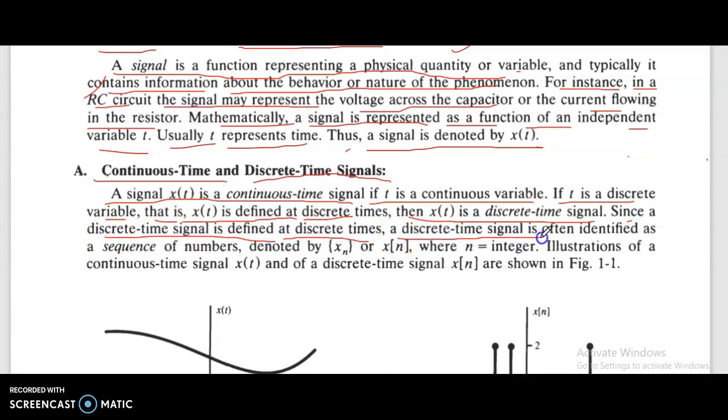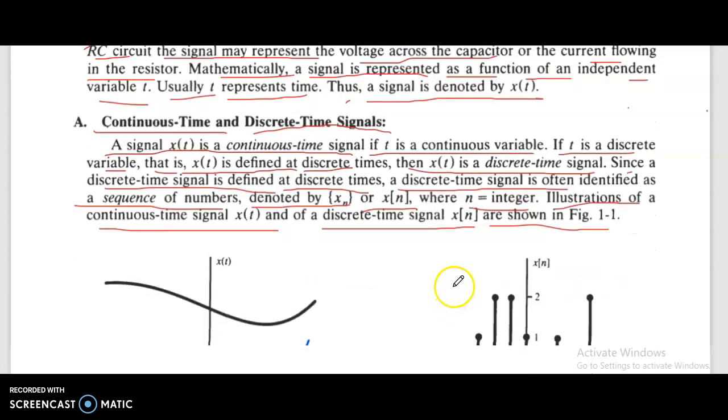A discrete time signal is often identified as a sequence of numbers denoted by x[n] or x subscript n, that is, open parenthesis x base n, where n is an integer. Illustrations of a continuous time signal x of t and of a discrete time signal x of n are shown in the figure.